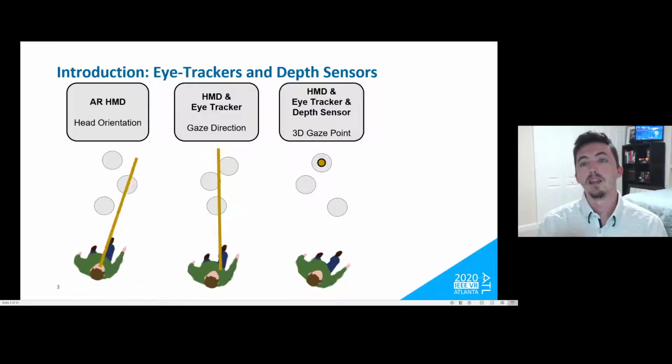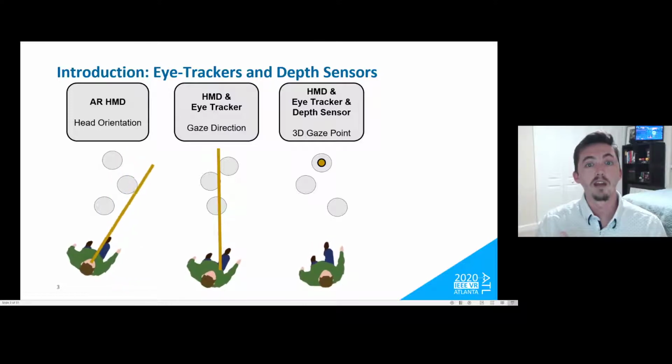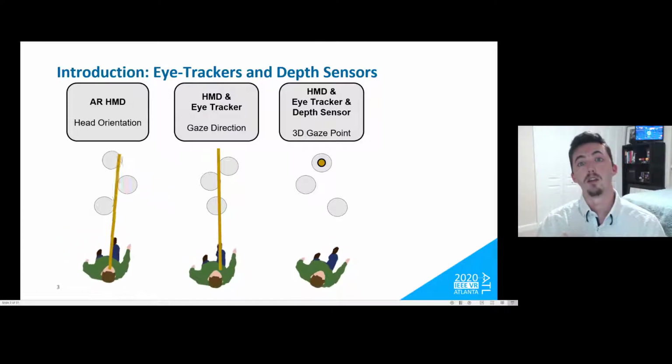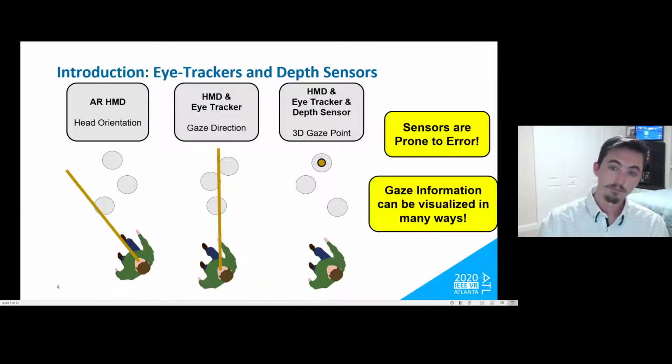Finally, if we add a depth sensor into the mix here, we can use that to calculate the termination point of that ray and figure out exactly which object our collaborators are looking at. Unfortunately, adding these sensors adds a lot of error into the equation. We have to deal with the accuracy of both eye trackers and depth sensors, and then this gaze information can be visualized in a lot of different ways. So both of these may have significant impacts on users who are relying on this gaze information in their collaborative task.